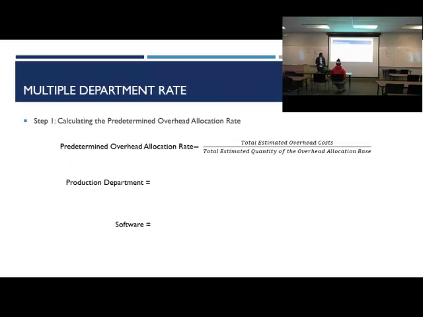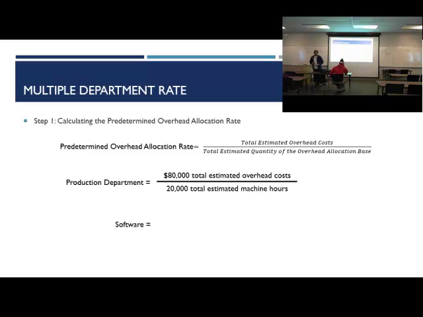Now, our cost driver in the production department would have been what? What did you guys say? Machine hours or direct labor? Machine hours. So we're going to use machine hours. In this case, 20,000 machine hours. We expect that it's going to take 20,000 machine hours to complete this project.